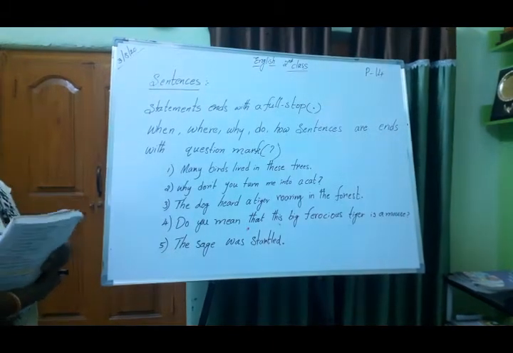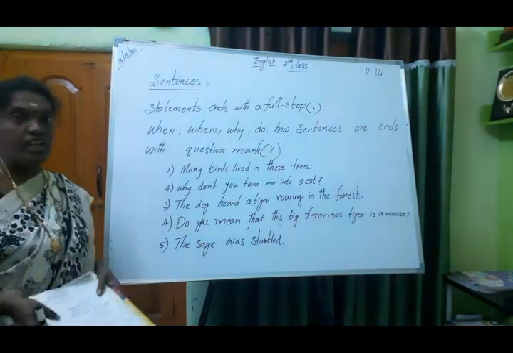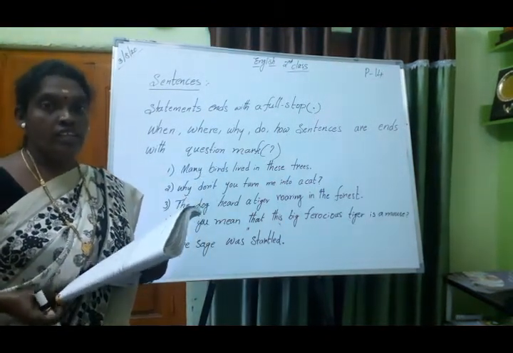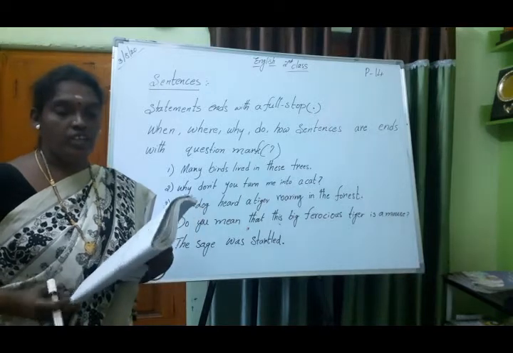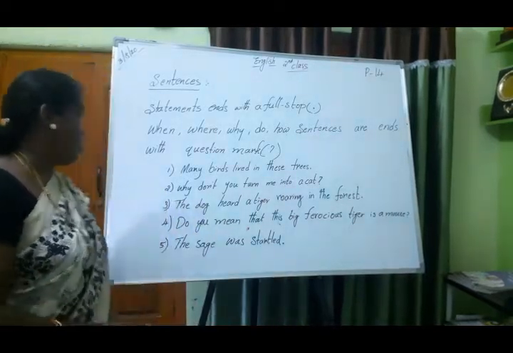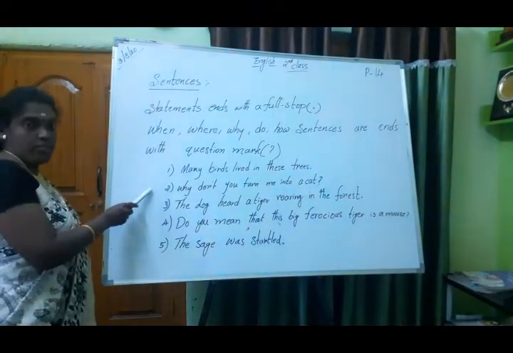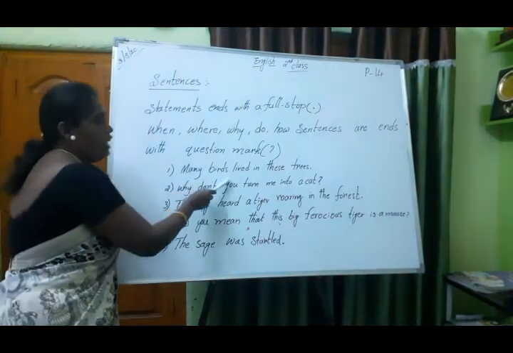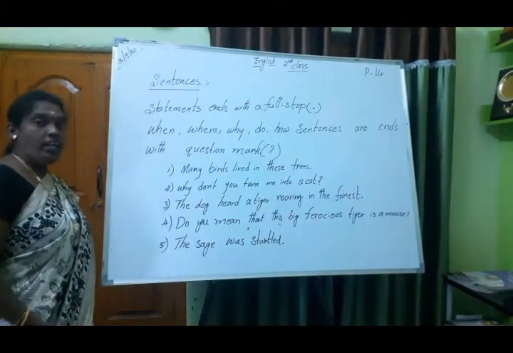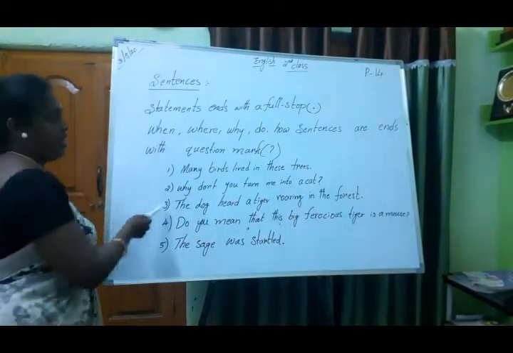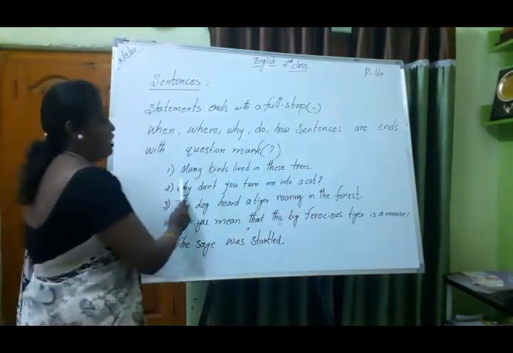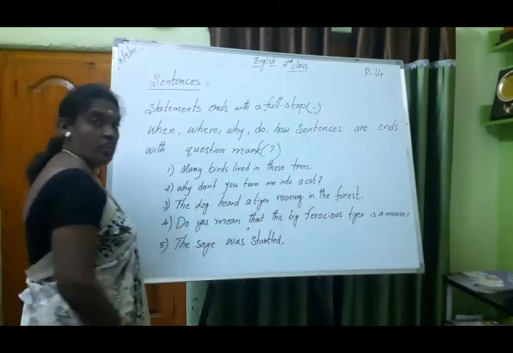Once see the board, children. Completed in your textbook, children, all of you? Very good, children. Write neatly. Okay? Let's see one, children. The first statement. Many birds lived in these trees. This statement ends with a full stop. Very good, children.